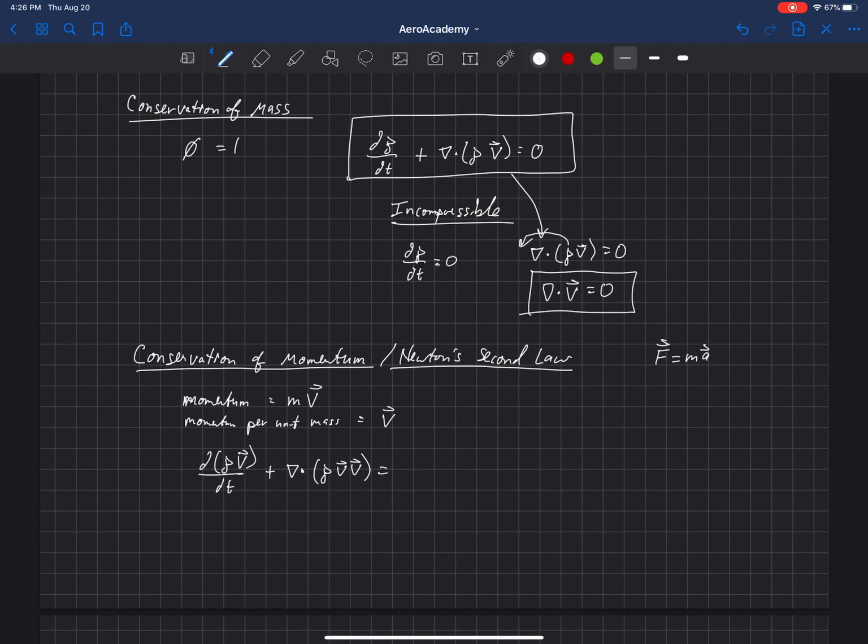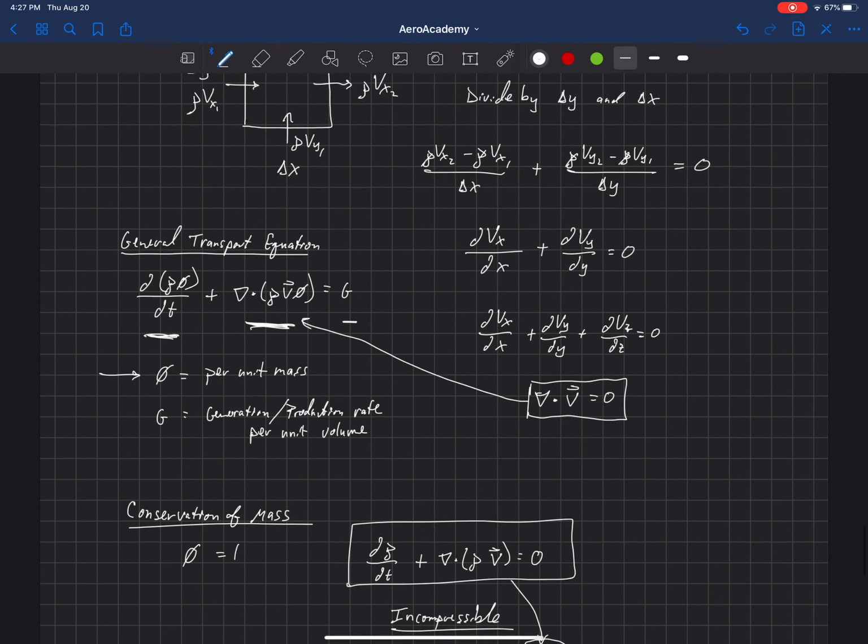Now, we need to think about what generates momentum. G is the generation of momentum, and that, from Newton's second law, tells us that momentum can be generated from either body or surface forces. So G, in our case, is going to be body forces, we'll just call it F sub B, or surface forces, F sub S. So these are body forces, and these are surface forces.